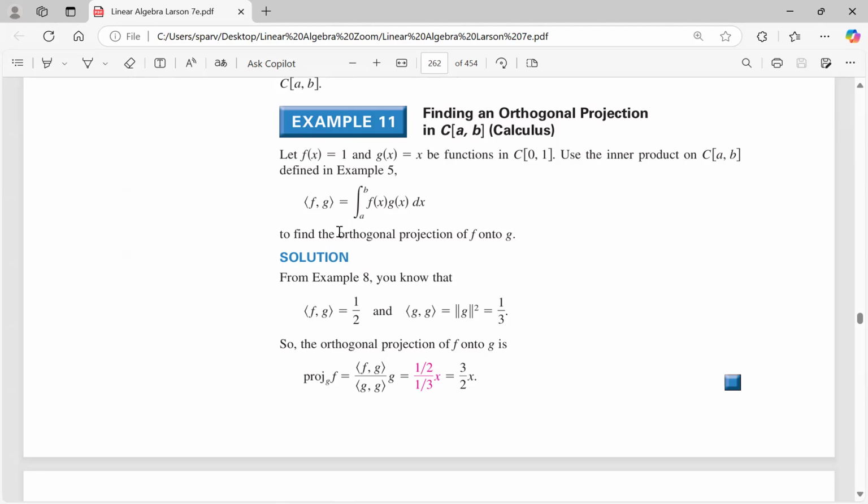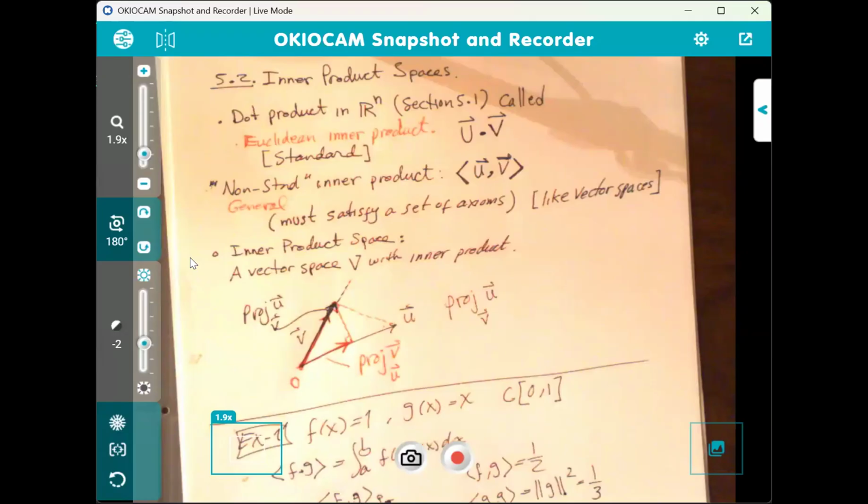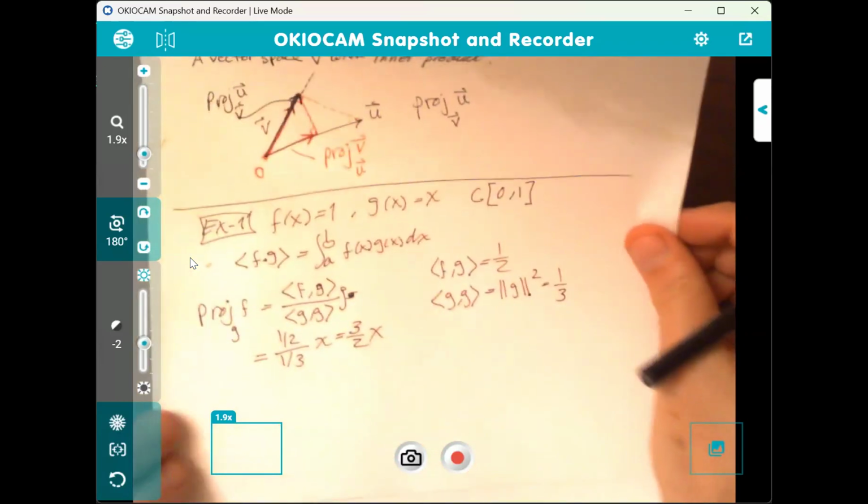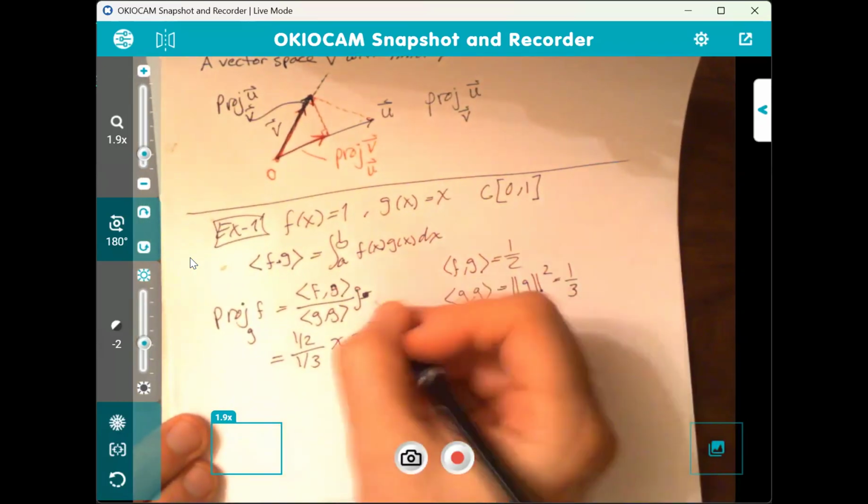Okay, now I'm writing still what he has, and then I'll show you how he's getting this information. Magnitude of g squared, and that's 1/3. Okay. And then this is going to be times g. And the answer he has is 1/2 over 1/3, g is x, 3/2 x. Okay, let me switch to my notepad now. There you go, folks. This is what I've been writing. So I just copied the information from the book.